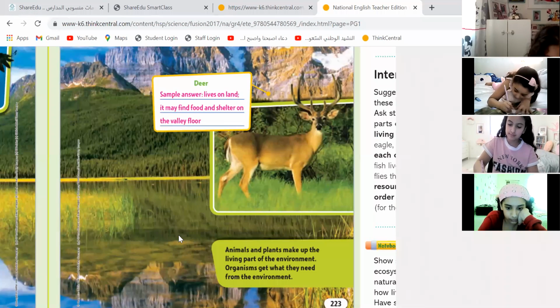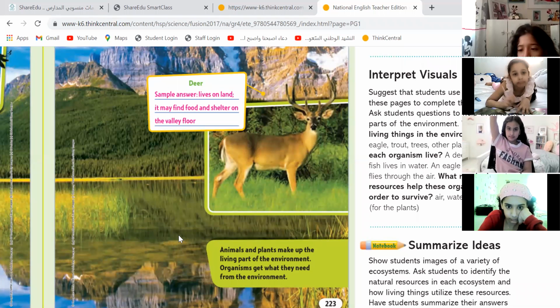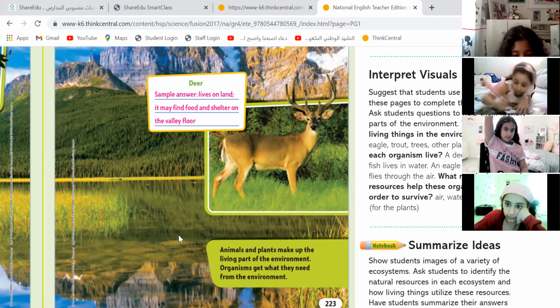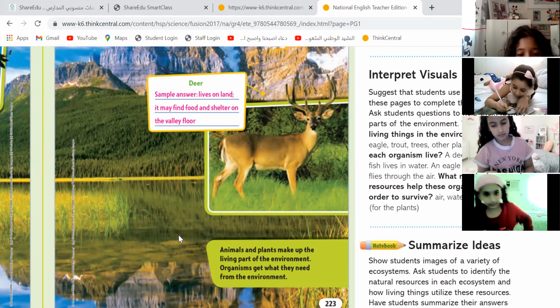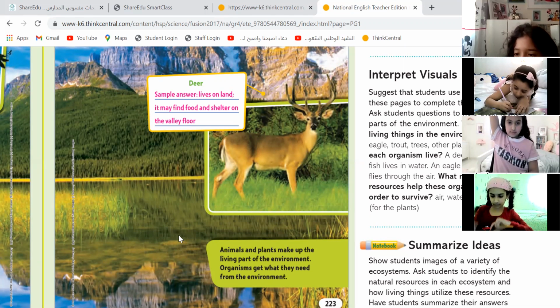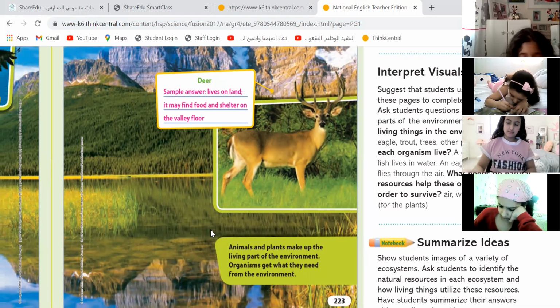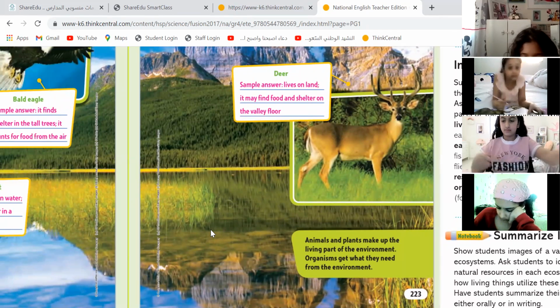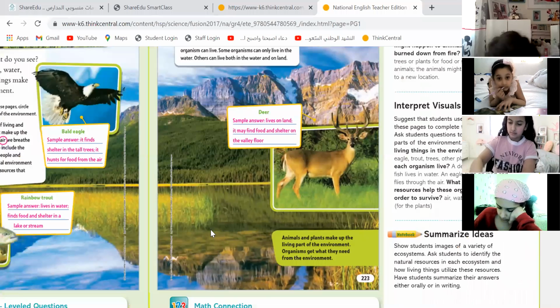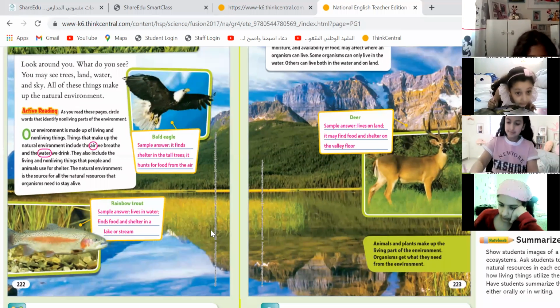What about the deer? Where does it live? Deer live in the forest. Yes, maybe grassland. And they might find food and shelter where? In the valley. Animals and plants make up the living part of the environment, and organisms get what they need from where? The environment.